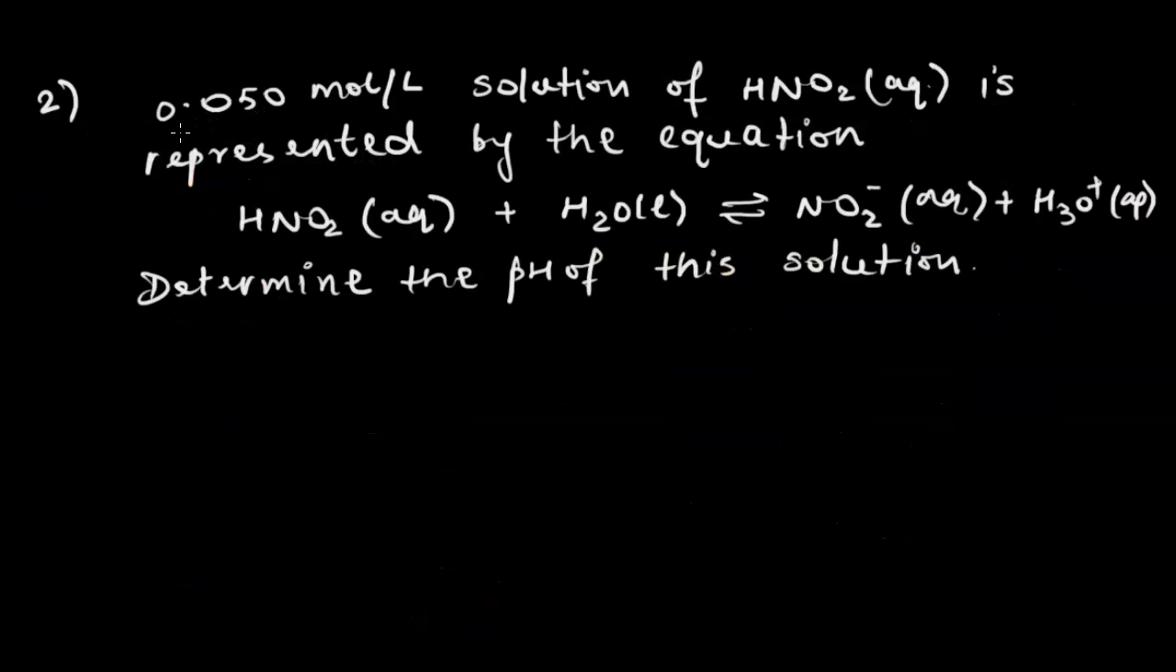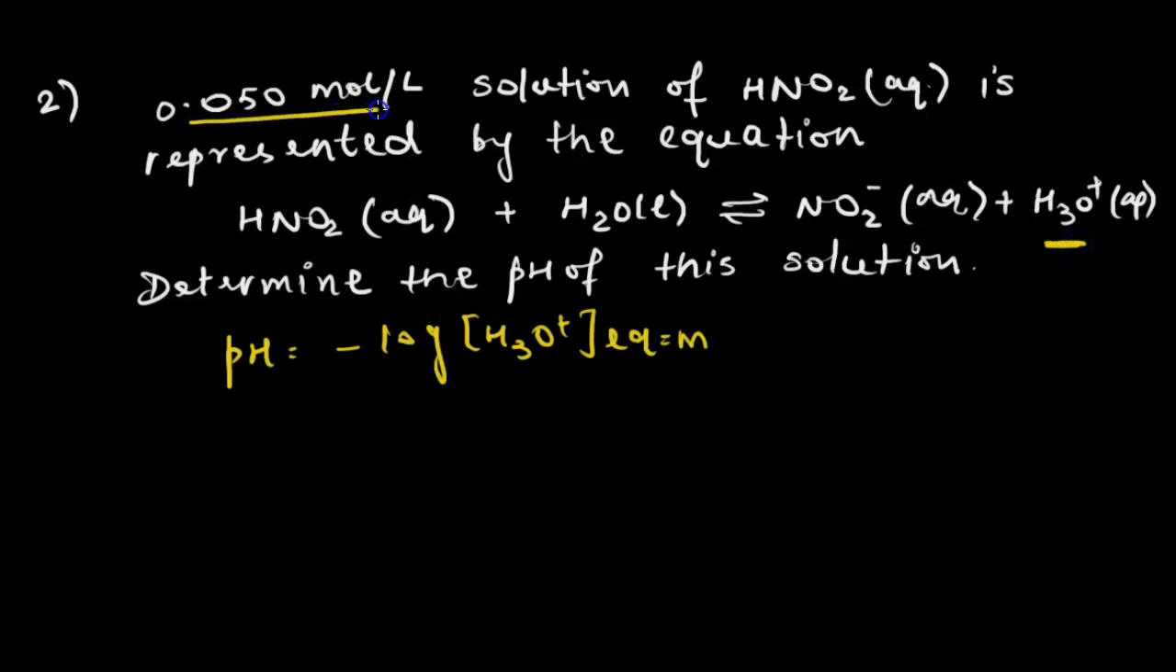Now let's say we're given a question where a 0.050 moles per liter solution of HNO2, that is nitrous acid, aqueous, is represented by the equation HNO2 plus water gives us NO2 negative plus hydronium ion. We are asked to determine the pH of the solution. We learned in the previous example that pH is equal to negative logarithm of hydronium ion concentration at equilibrium. However, we are not given the equilibrium concentration of hydronium ions, but we are given the concentration of nitrous acid present initially in the solution. So we can use that to form our ICE table.